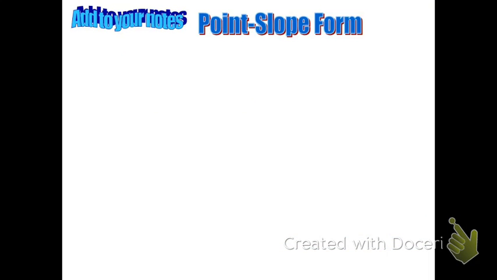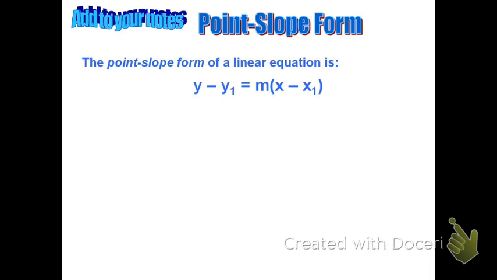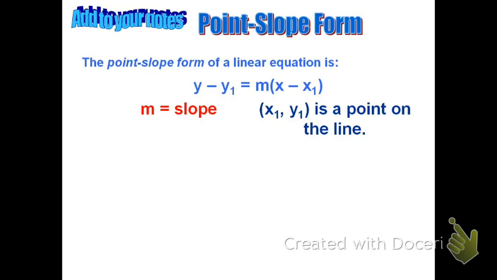This video will review the point-slope form for linear equations. The point-slope form of a linear equation is written as y minus y1 equals m quantity x minus x1, where m is the slope of the line and (x1, y1) is any point on the line.